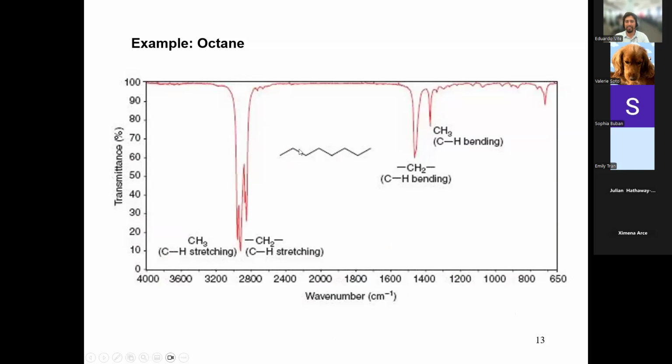Okay, so here's octane. Octane is like octopus, 8 carbons connected to hydrogens, and it's all sp3. So again, if you look over here around 3000, you will see your iconic, stereotypical, always expected CH stretching located at 3000. And then over here, you have some bending. Remember, bending vibrations tend to have lower energy than stretching vibrations. So always make sure that you know what it is you're looking for.